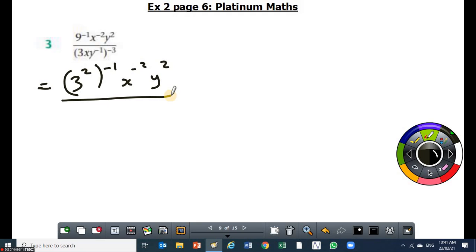Now, then, but we have got a question. I've converted the 9 to a base of 3. That's the first thing that I did in the numerator.